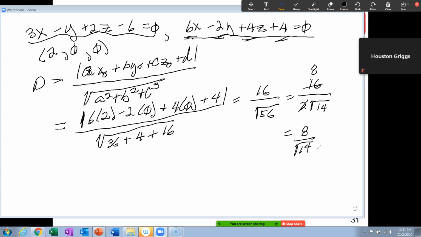I don't have to turn it sideways to get my thing. 8 divided by the square root of 14, about 2.138 is what I got. They rounded it to 2.14. Good answer. Okay.